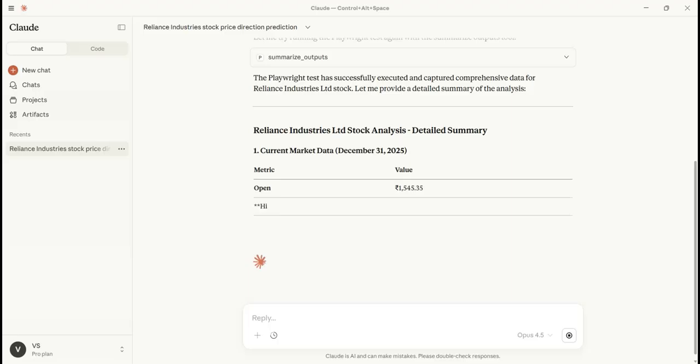Now the MCP server executes the summarize output tool and execution is in progress.